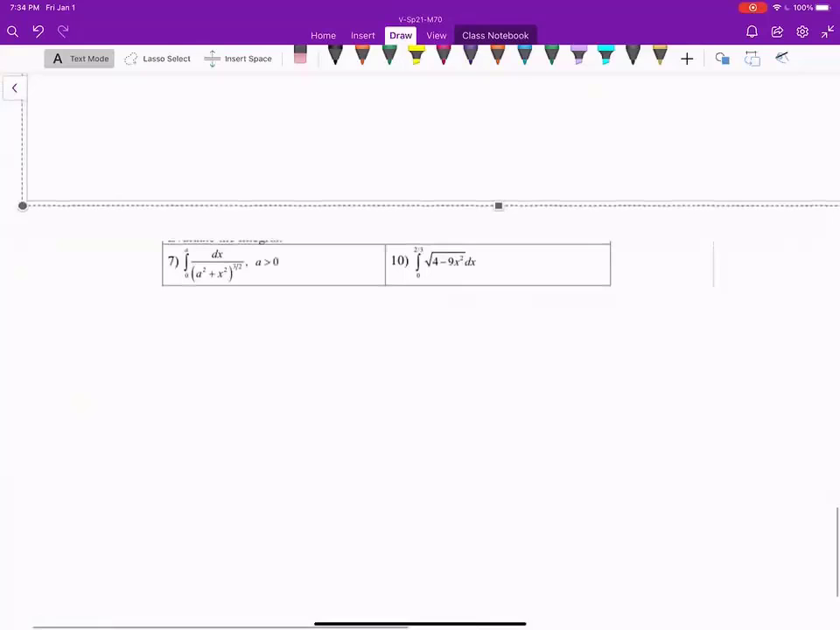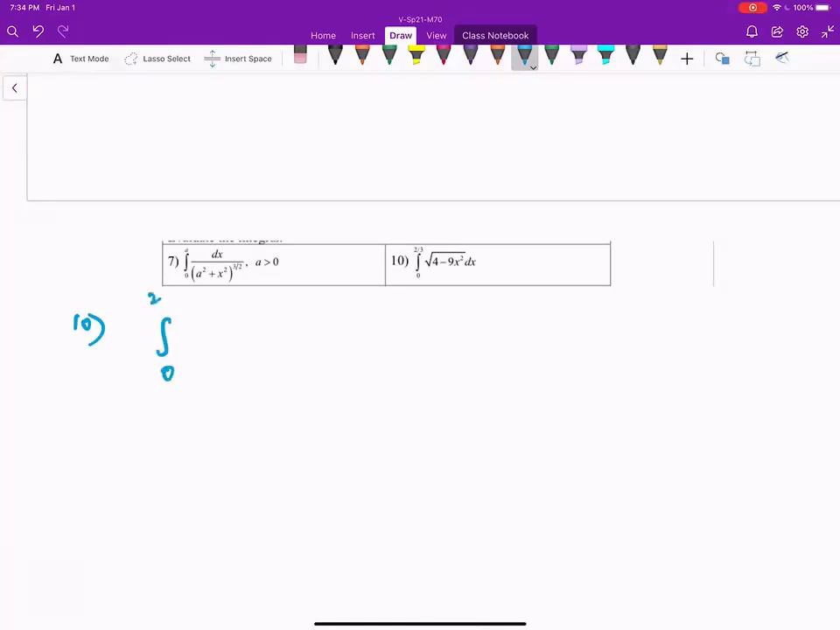So here, now we are going to evaluate the integral from 0 through 2/3 of square root of 4 minus 9x squared dx.